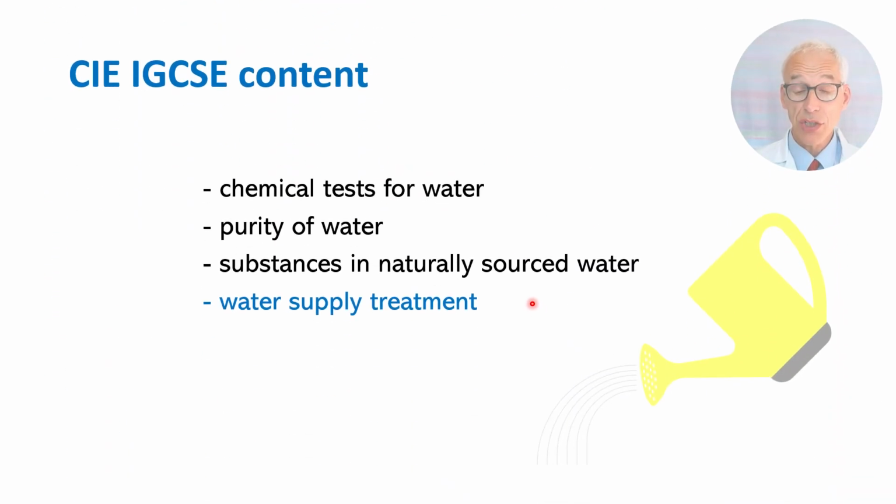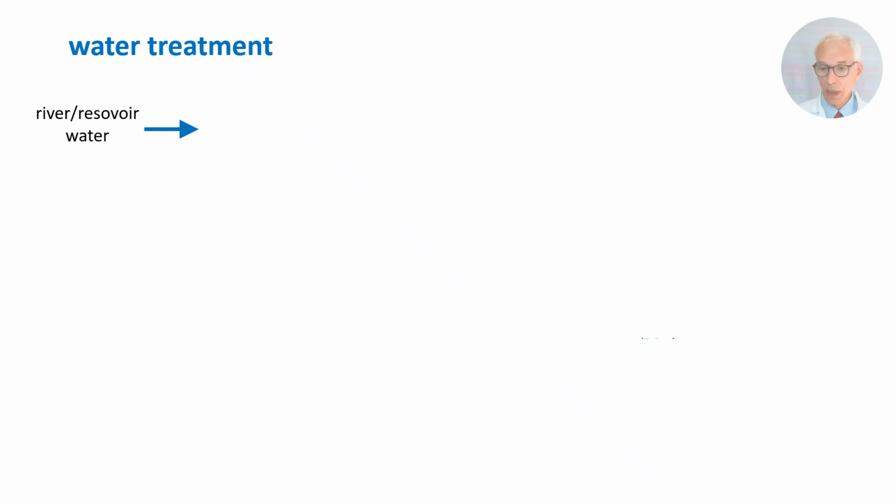Our final section on water and the environment is the treatment of the water supply. How is it you get water through a tap that is safe to drink? So I'll take you through the 4 stages of water treatment, and then on the next slide I'll give you a small task to check on your learning. So we take water from a reservoir, groundwater, or from a river.